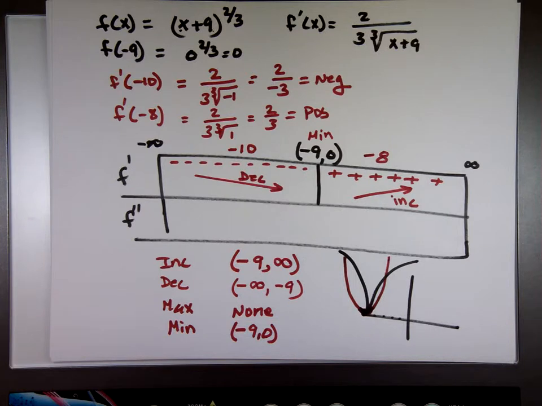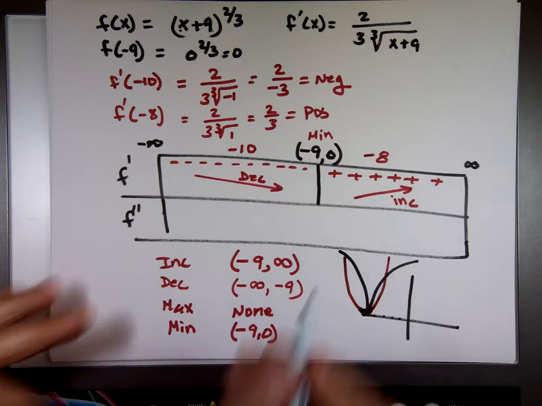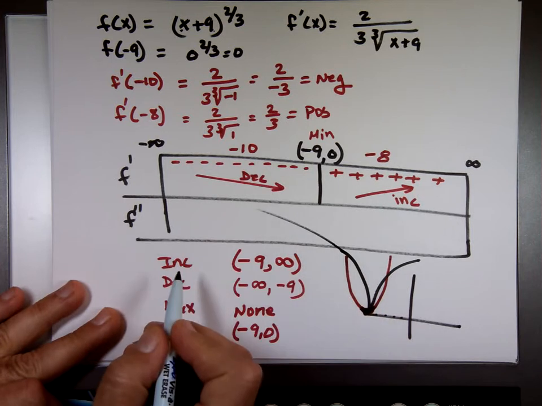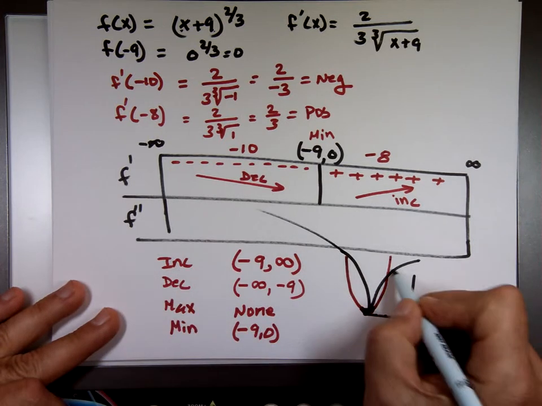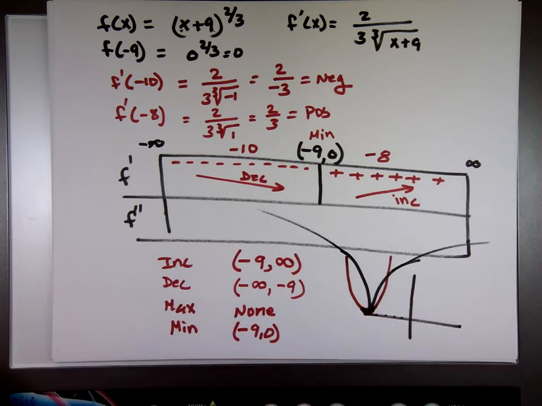How come we don't have a maximum value? Because this is coming from where? All the way from infinity. Where is it going to? All the way to infinity. You can't reach infinity, so we have no maximum value. So that's 16.